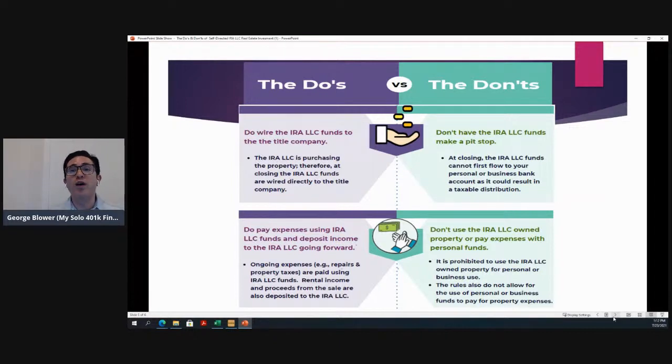Even if you might, for some reason, be having trouble getting the money over and you want to get it over to your personal account, that's not an option. You really want to not be creative. You want to be strict about following all of these steps to make sure that things are done properly.